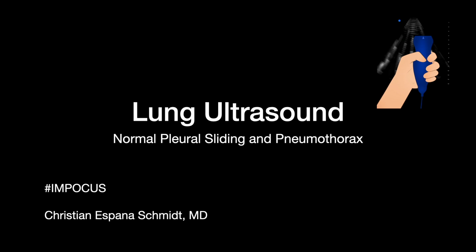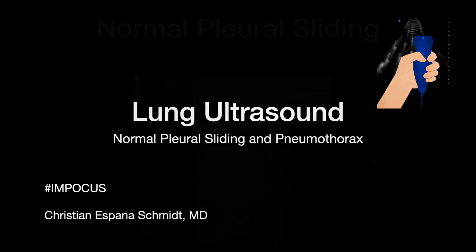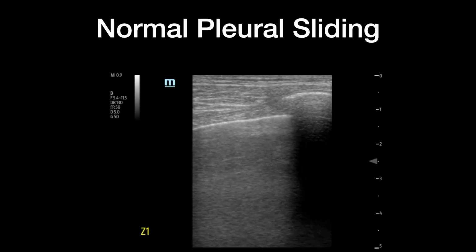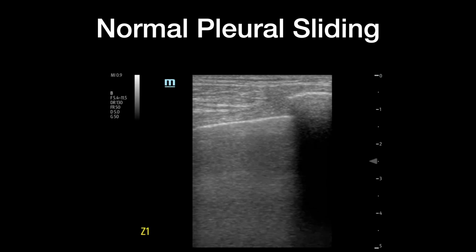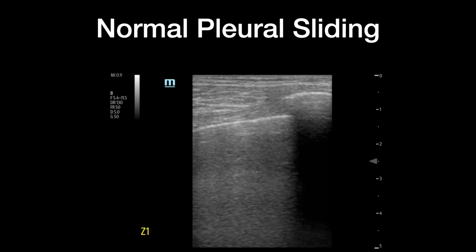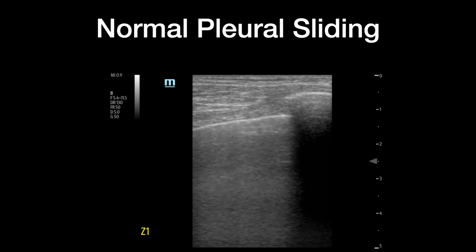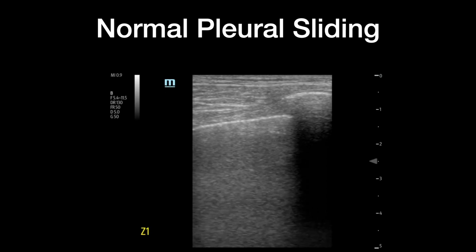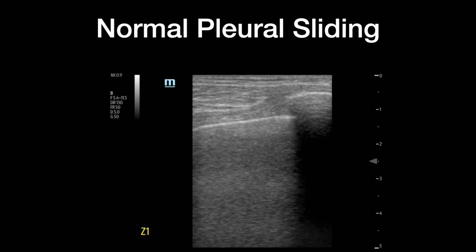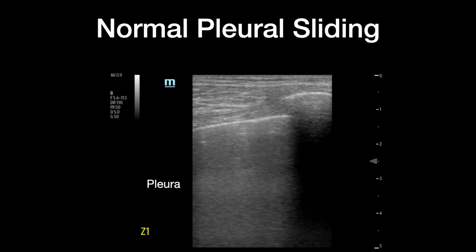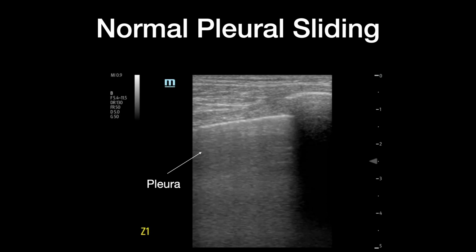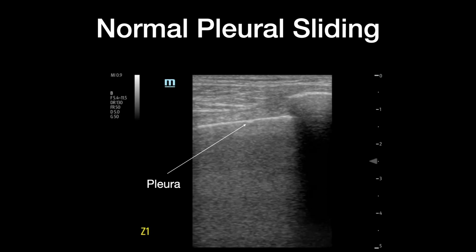We are going to talk about lung ultrasound, this time normal pleural sliding and pneumothorax. In this case, we are seeing normal pleural sliding. The pleura is being evaluated with a linear array probe. The marker of the probe is cephalad to the patient, and we have here the pleura, this hyperechoic line that you can see moving back and forth.